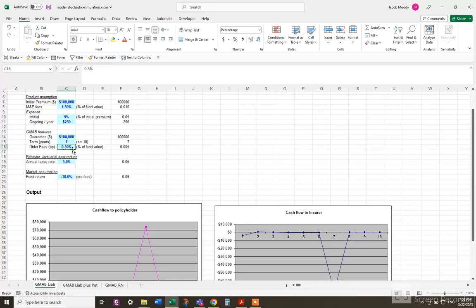The rider fees, if you up that, it's more likely to have the GMAB exercised, which the policyholder won't be happy with because they'll have essentially a 0% return. And that's the same with the mortality and expense fees. The expenses, that's probably just going to affect the insurer, and it's not going to be as seen on the policyholder side.